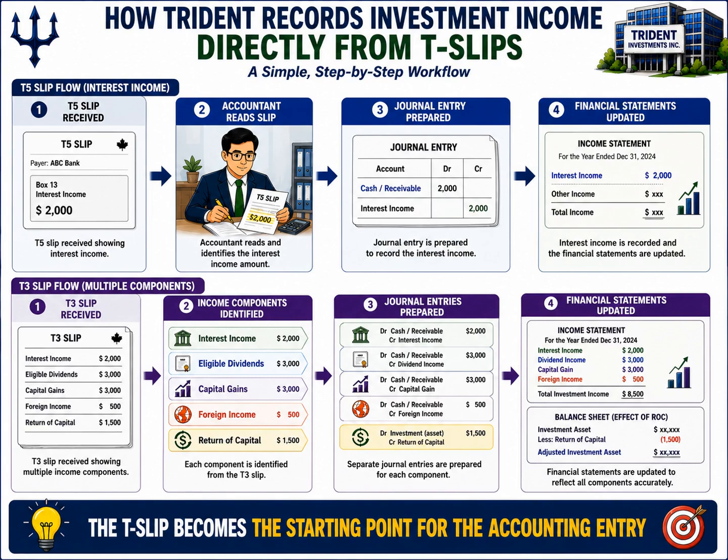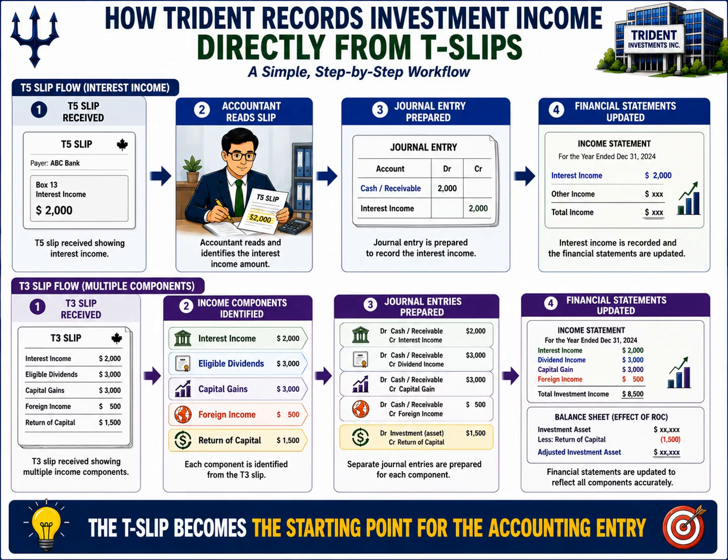Now let's look at the T3 slip workflow shown at the bottom of the slide. Unlike a T5 slip, a T3 slip is usually more complex because it often contains multiple income components. The accountant begins by reviewing the T3 slip and identifying each component separately. The slip may contain interest income, eligible dividends, capital gains, foreign income, and return of capital. Rather than recording one single entry, the accountant separates each component and prepares the appropriate journal entries.